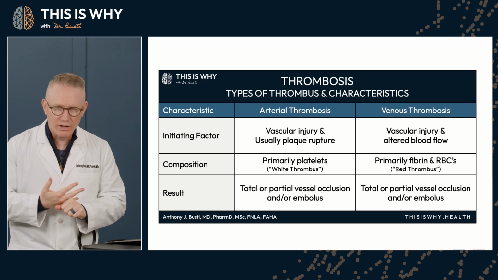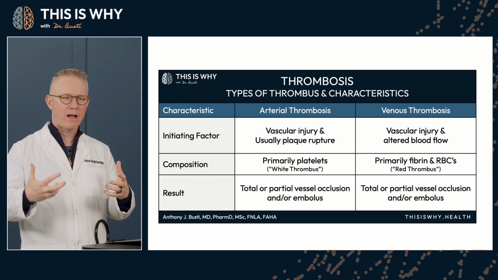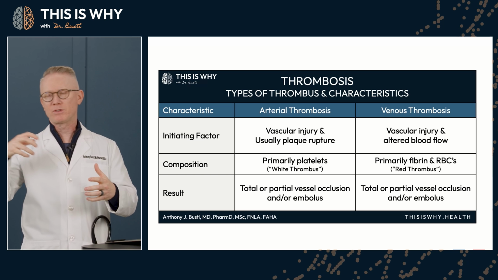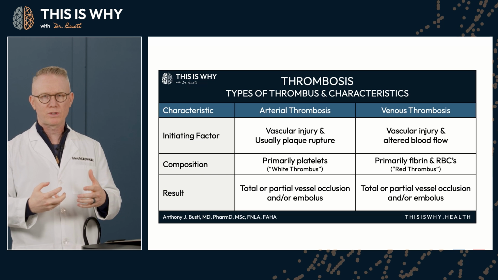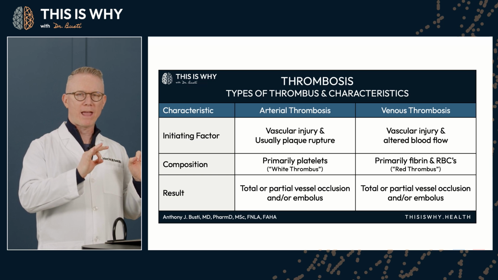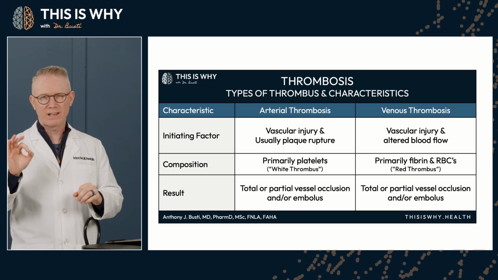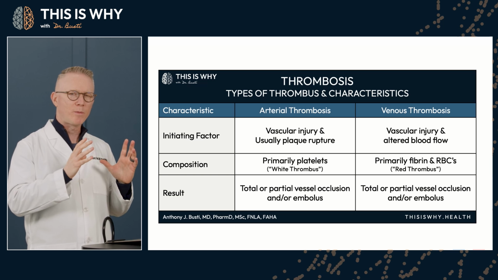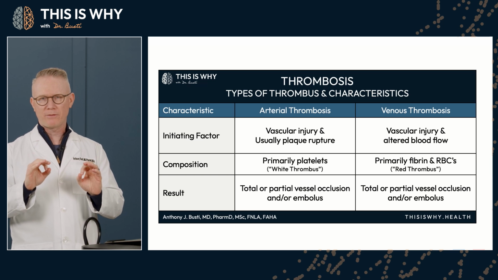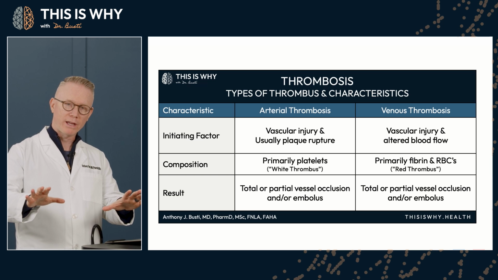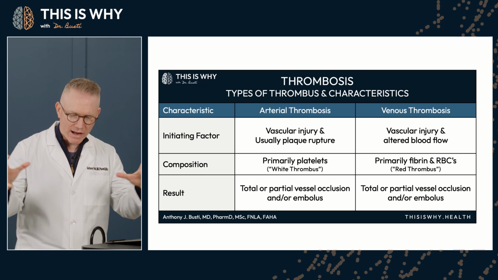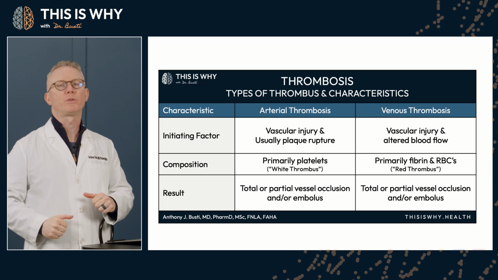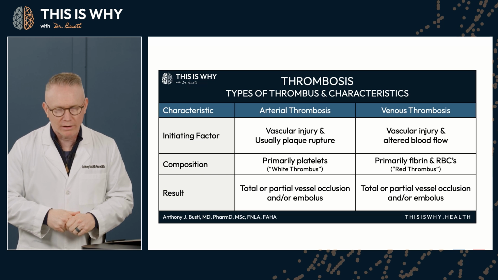But on the arterial side, when we commonly think about the diseases that we're treating and the drugs that we're using, it's predominantly from a plaque rupture, whereas the venous thrombus is usually from altered or stagnant blood flow. So it's just pooling, it's just sitting there. That allows the clotting factors to come together, rub shoulders with each other, start to get turned on, right?